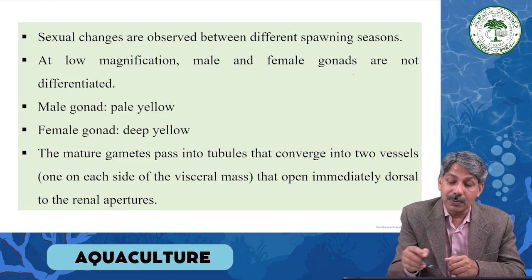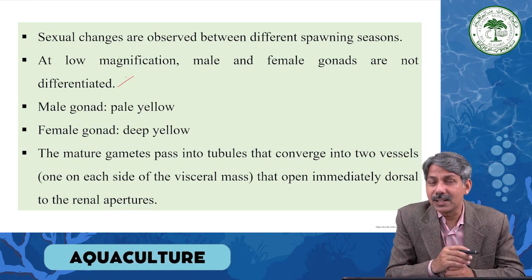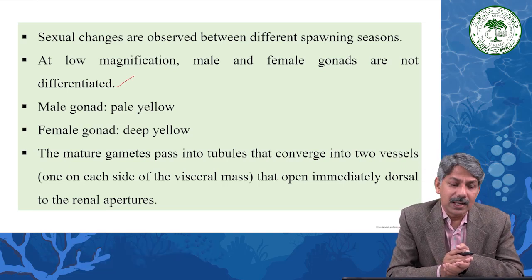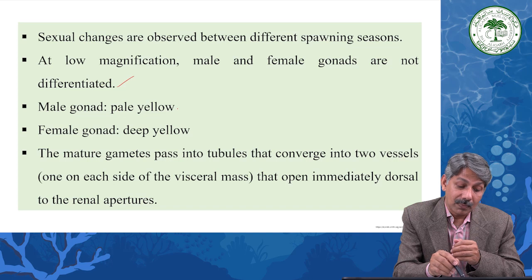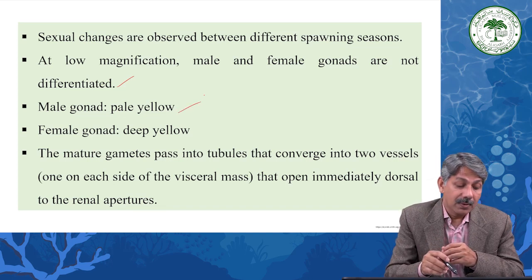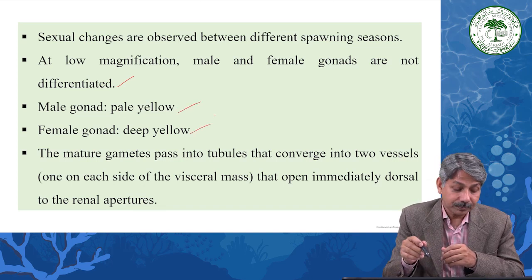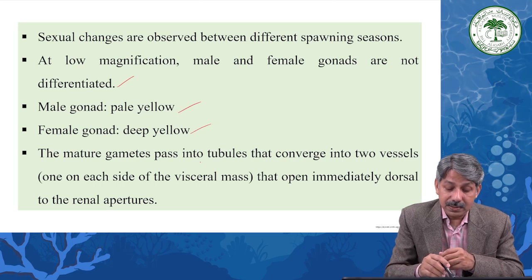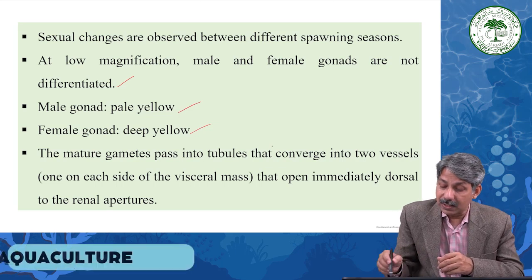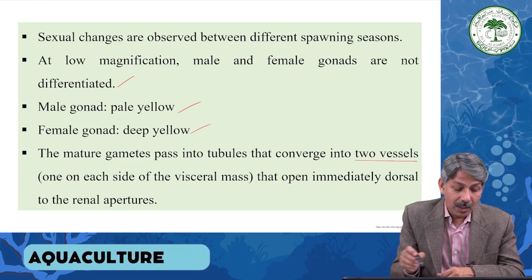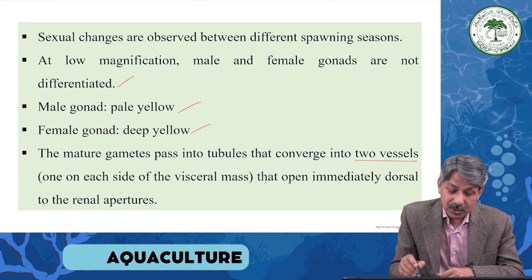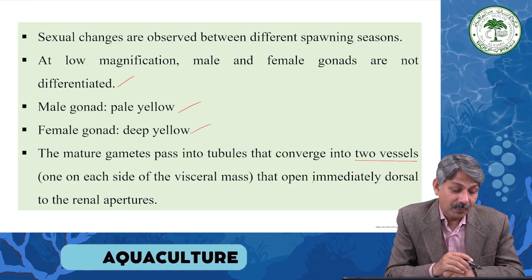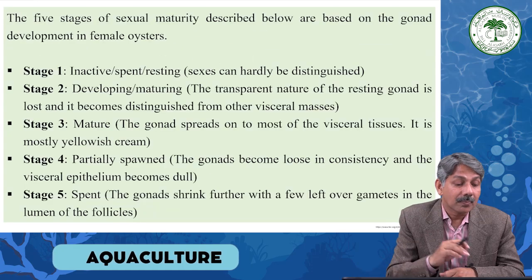At low magnification, male and female gonads are not differentiated. It is very difficult to differentiate the male and female gonads in case of Pinctada fucata if you are not careful enough, if you are not observing them properly. Male gonad appears pale yellow, female gonad appears deep yellow. The mature gametes pass into tubules that converge into two vessels, one on each side of the visceral mass, that open immediately dorsal to the renal apertures. That's how the gametes pass.